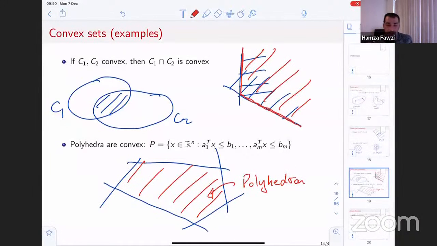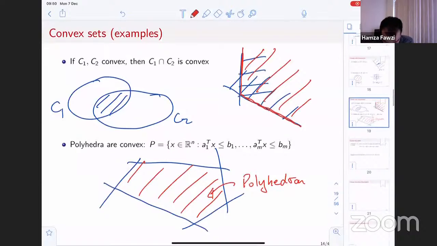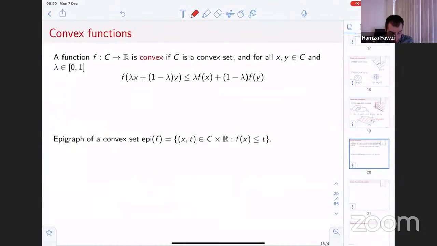And that's a convex set, that's the convex set that we typically see in linear programming. Okay, so this is concerning convex sets. So let's now move to convex functions.